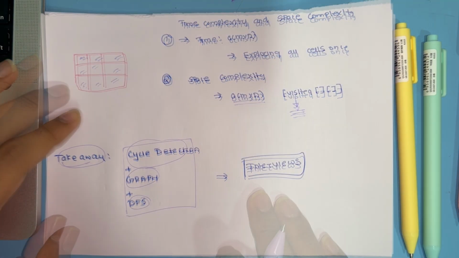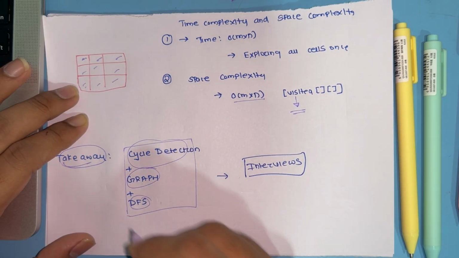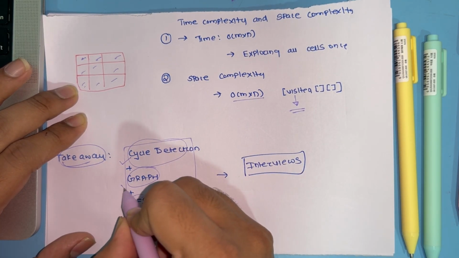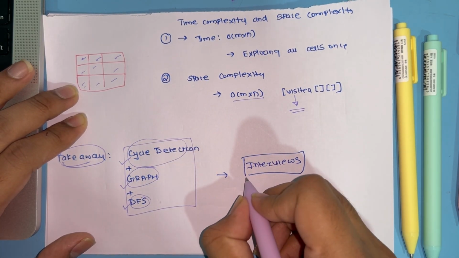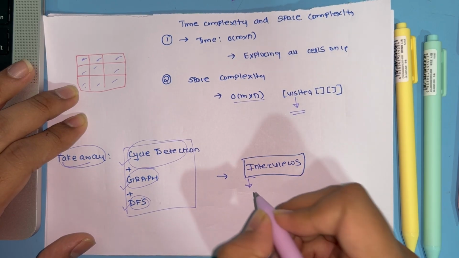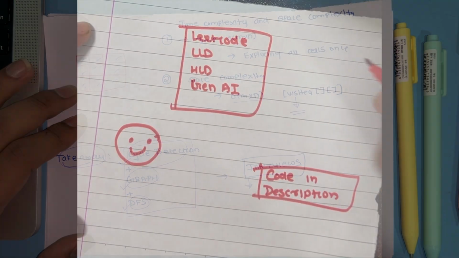So the takeaway from this question is, if you recognize this pattern, cycle detection, graph, DFS, and you encounter a similar problem in an interview, you can easily solve it. So that's it for this problem.